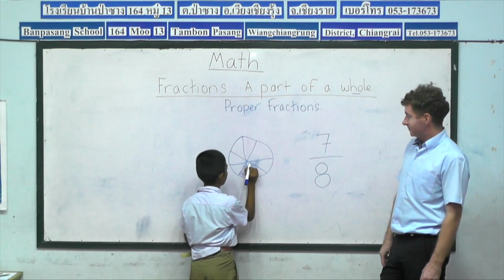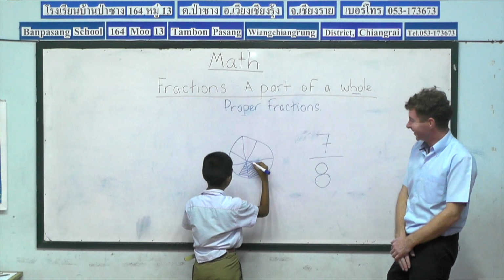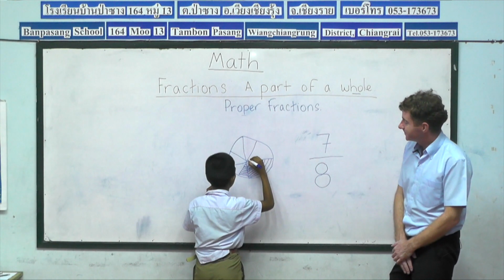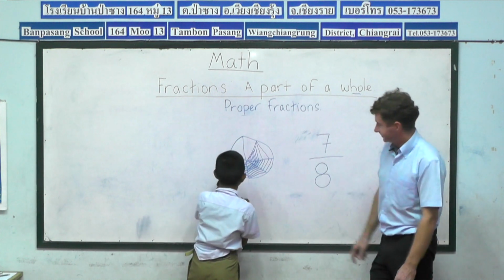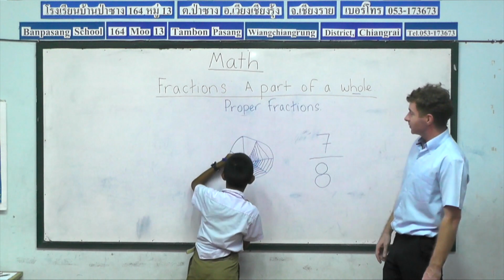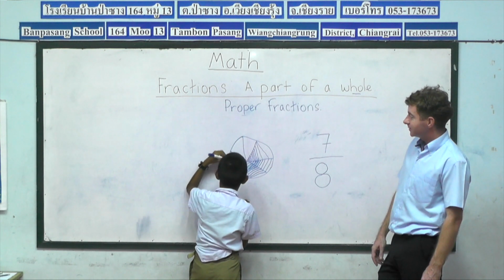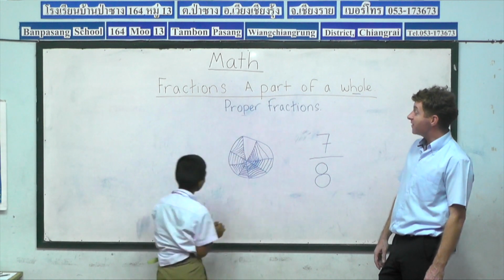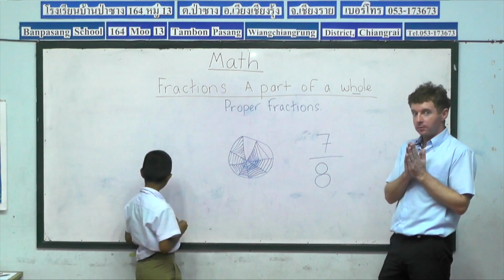1, 2, 3, 4. And then do these ones quickly, Pat. 5. Excellent. 6. And then one more. 7. Perfect. Okay, guys. So now, how many parts of our circle are in blue?